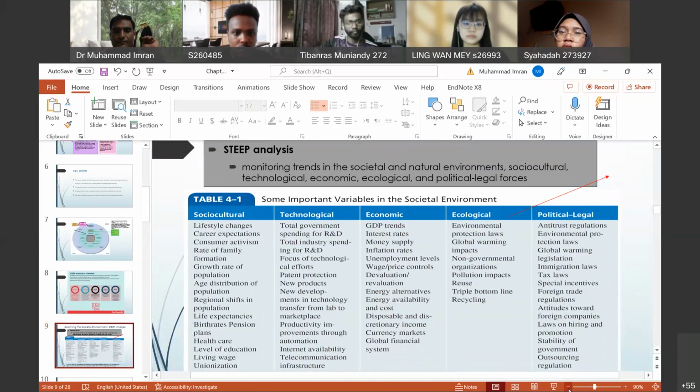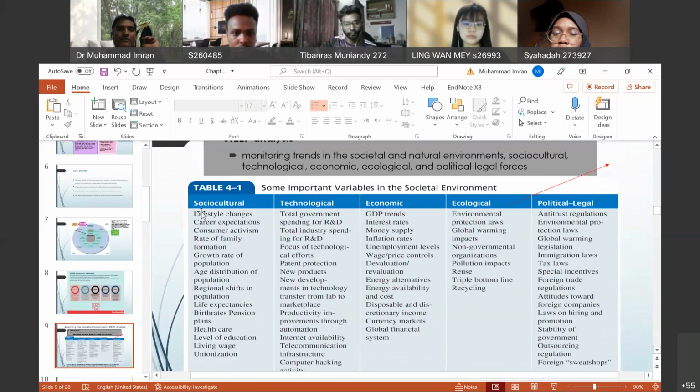Let's see here, next slide. Might be anybody can read this one. Muhammad, please, can you read the whole slide? Social cultural variables: lifestyle change, career expectation, consumer activism, rate of family formation, growth rate of population, age distribution of population, regional shifts in population, life expectancies, birth rate, pension plans, healthcare, level of education, living wage, unionization. Okay, how about Satu Malaysia? What is the meaning of Satu Malaysia?